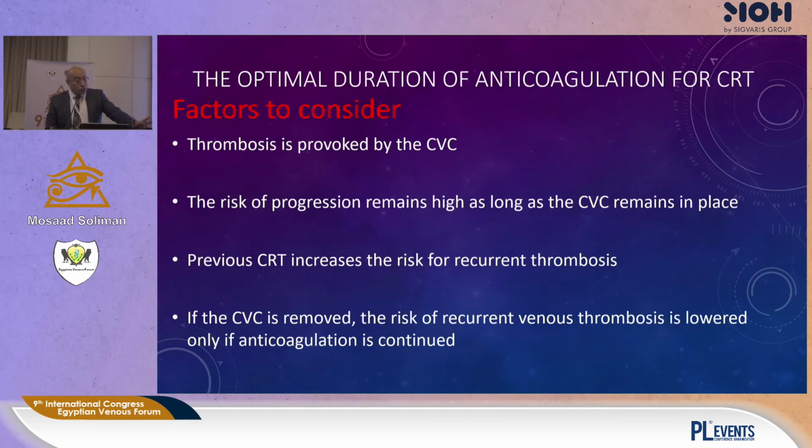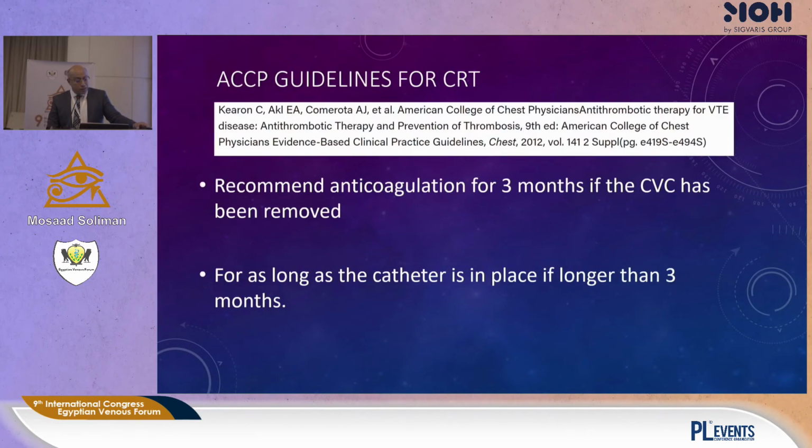What we need to consider for the continued treatment, for how long you got to treat these patients. First thing you got to know is that the catheter-related thrombosis is related to the catheter. So the risk of thrombosis is there as long as the catheter is there. Removal of the catheter doesn't reduce the risk of thrombosis unless you keep on the anticoagulation. This is the second point. The third point is that the catheter-related thrombosis is the most important factor for recurrence of thrombosis in the great vessels. So what is the ACCP guidelines for this treatment? You can treat the patient with catheter-related thrombosis by anticoagulation for around 3 months if the catheter is removed, and for a longer duration if the catheter is still there.